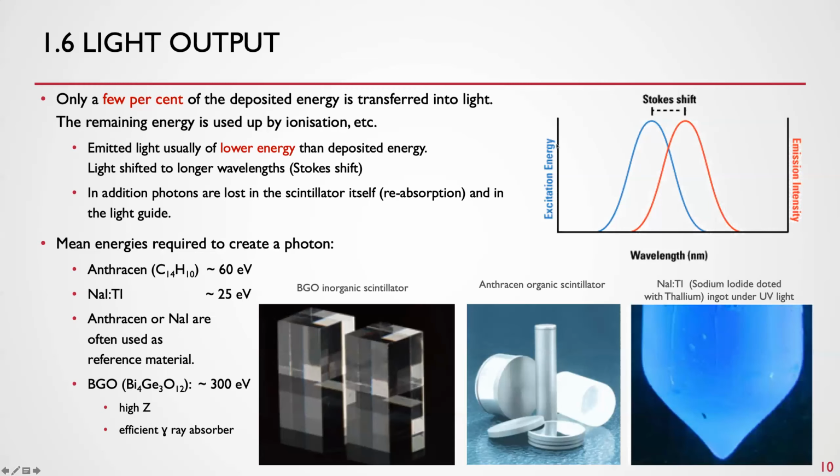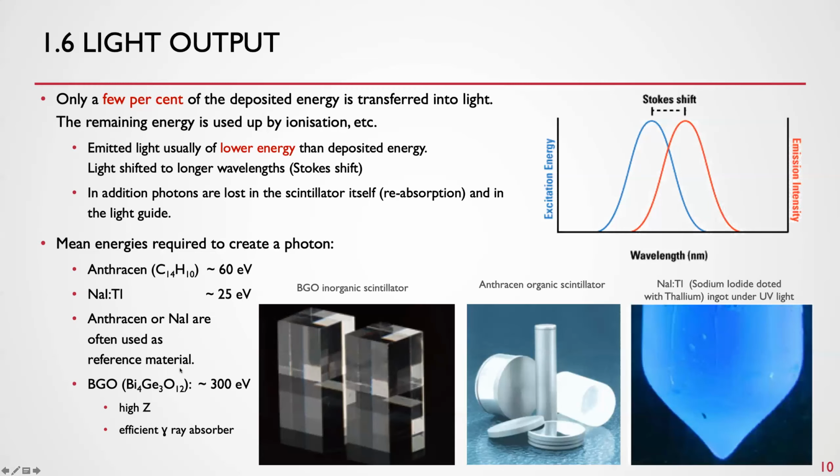Let's look at some mean numbers, because we know it for gaseous detectors, we know it for silicon. The mean energies required to create a photon are comparably high when we think of silicon detectors. For example, anthracene, a commonly used plastic scintillator, 60 eV. Sodium iodide with a little bit of thallium doping is 25 electron volts. And those two, the crystal sodium iodide and the plastic anthracene, are often used as reference material, because there are so many materials and our memory is weak. We usually just divide by the corresponding values for anthracene.